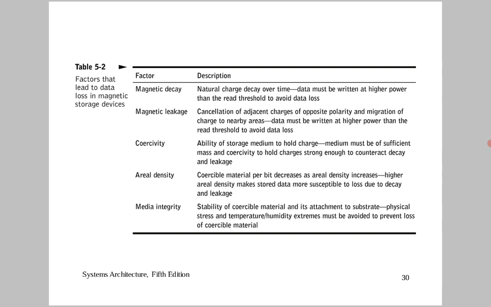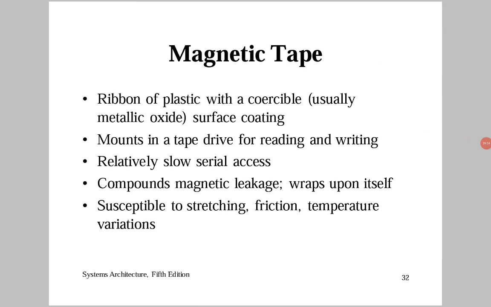There are different factors or characteristics that lead to data loss in magnetic storage devices, such as magnetic decay and magnetic leakage. Another type of important secondary storage device follows; all of these were used in olden days, or previous days.